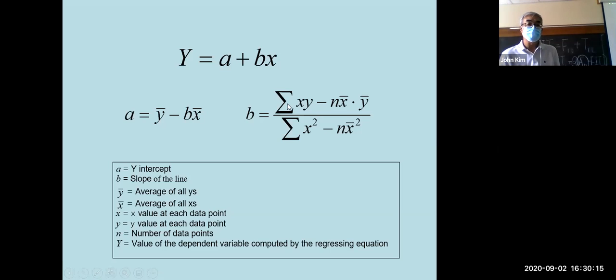And then b equals the sum of xy, x variable times y variable, minus n, the sample size, times x bar times y bar, divided by the sum of x squared minus the sample size times the mean of the x variable squared.